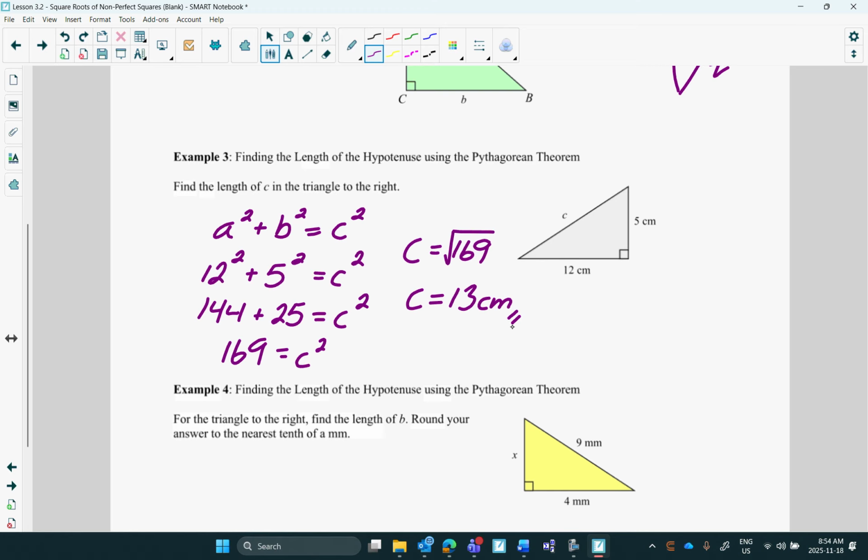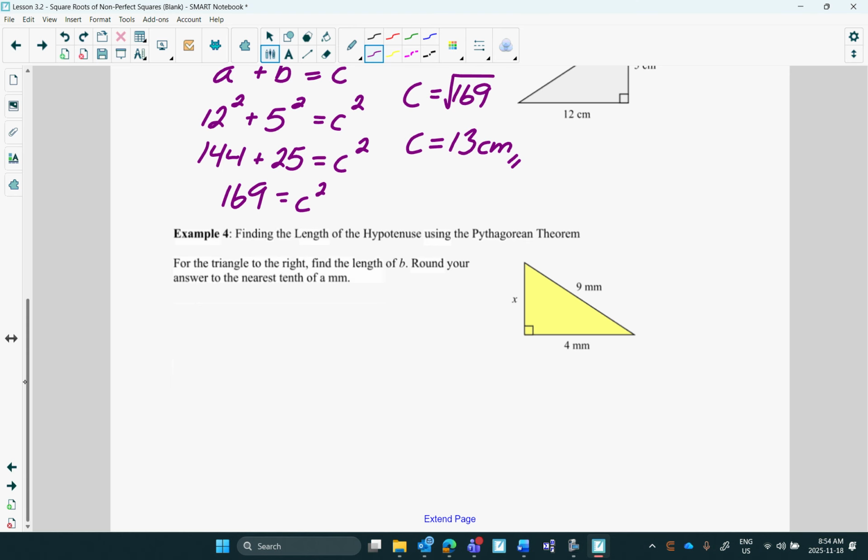It's not going to happen every time. For example, the next one. What would this look like after I plugged everything I know into the formula? A squared plus b squared equals c squared. C squared plus, one of the, because, okay? All right.